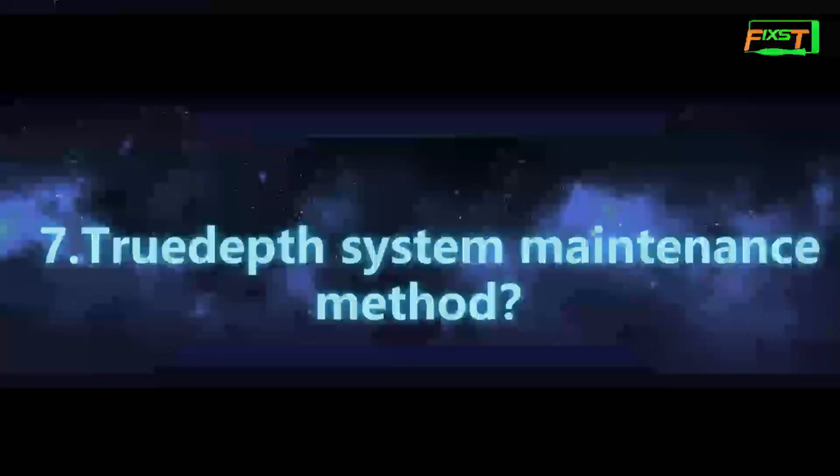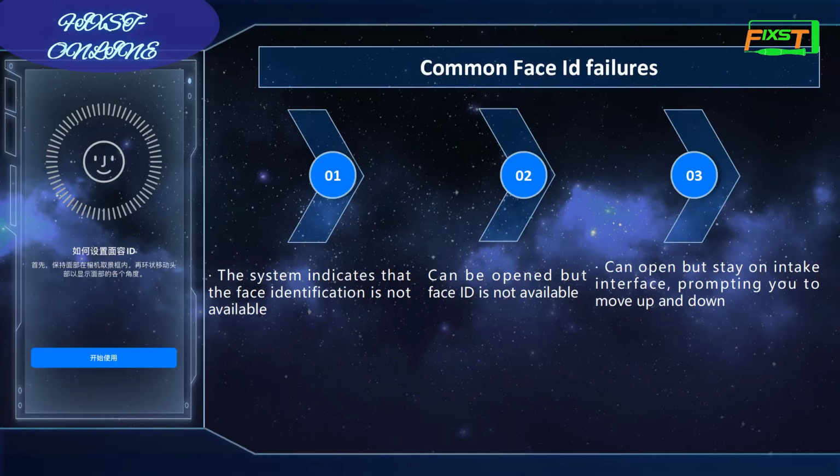True depth system maintenance method. Common Face ID failures. Face ID has three common failures. The first one is that the system indicates that the face identification is not available. The second one is that it can be opened but Face ID is not available. And the last one is that it can open but stays in the intake interface, prompting you to move up and down.